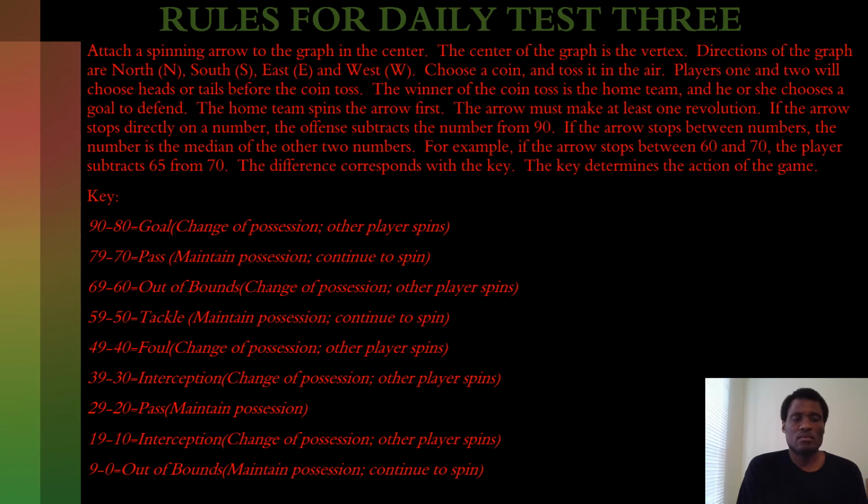49 to 40 foul. Change of possession, other player spins. 39 to 30 interception. Change of possession, other player spins. 29 to 20 pass. Maintain possession. 19 to 10 interception. Change of possession, other player spins. 9 to 0 out of bounds. Maintain possession, continue to spin.